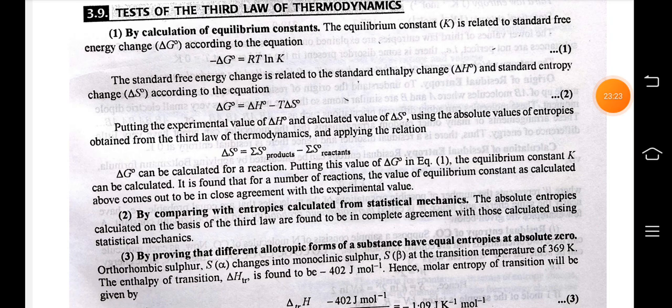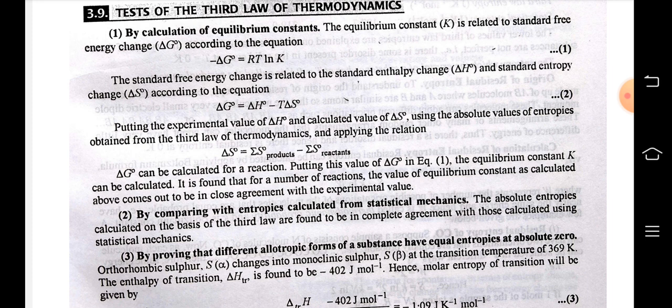Test of the third law of thermodynamics. By calculation of equilibrium constant: minus del G is equal to RT ln K. The standard free energy change is related to the standard enthalpy change and the standard entropy change according to the equation del G naught is equal to del H naught minus T del S naught. Putting the experimental value of del H naught and the calculated value of del S naught, using the absolute values of entropies obtained from the third law of thermodynamics and applying the relation del S naught is equal to summation S naught product minus summation S naught reactant, del H can be calculated for a reaction. Putting this value of del G in equation first, the equilibrium constant K can be calculated.